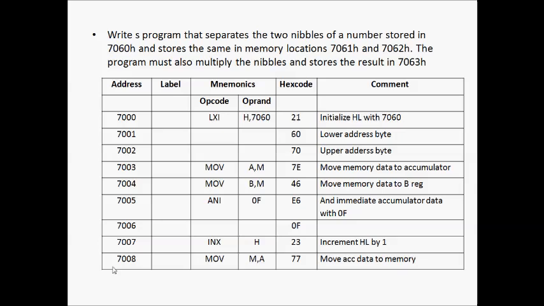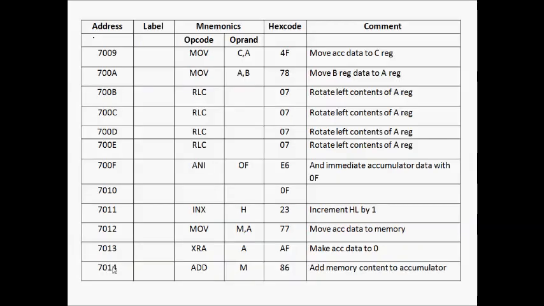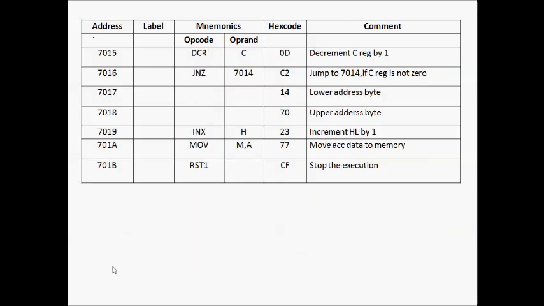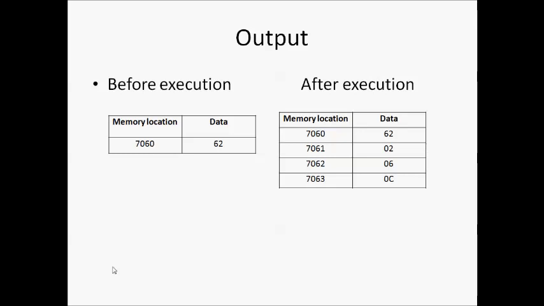This is the complete program. This is the output. Before execution, 7060 contains 62. After execution, 7061 contains 02, one nibble separated. 7062 contains 06, the second nibble separated. The multiplication answer is 0C at address 7063. This completes the separation of the two nibbles.